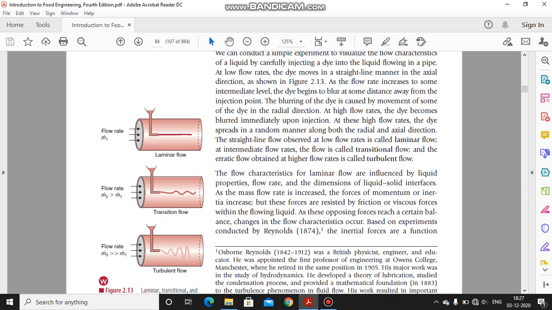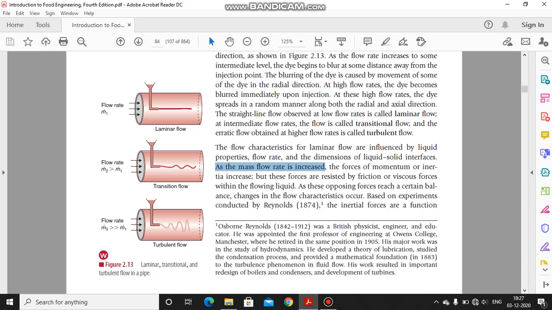While conducting this experiment, Reynolds observed that the flow behavior is influenced by two types of forces. One is inertia forces and another one is viscous forces. Inertia forces are the forces which are responsible for the flow of the fluid, whereas viscous forces reduce the flow, like viscosity and the friction between the surface of the pipe and the fluid flow.